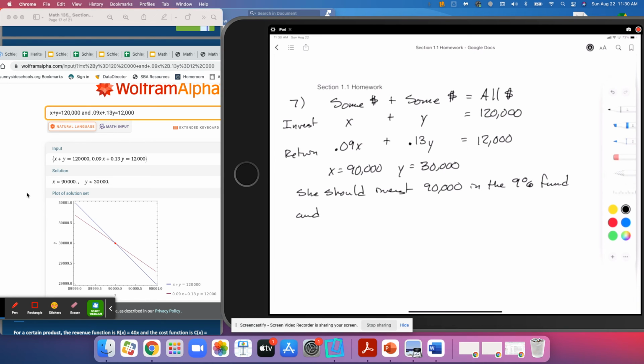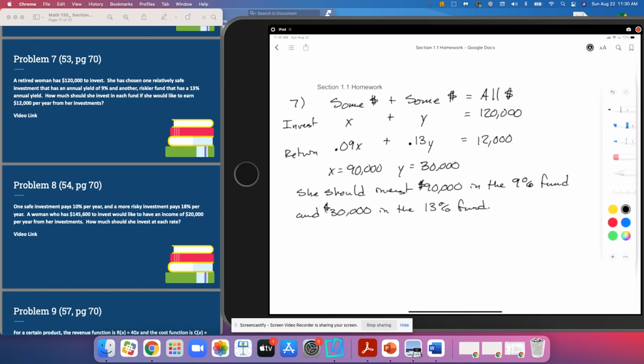And 30,000 in the Y fund, which is the 13% fund. And so making the investment split up this way should produce $12,000 for her. And what would be a very complicated problem if done differently ends up being pretty simple, I hope.